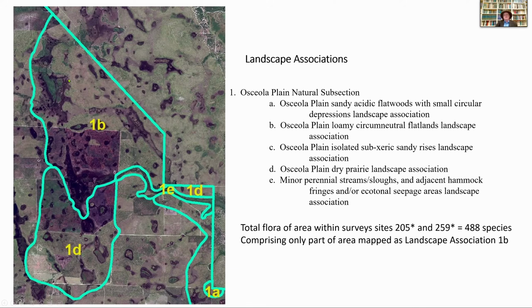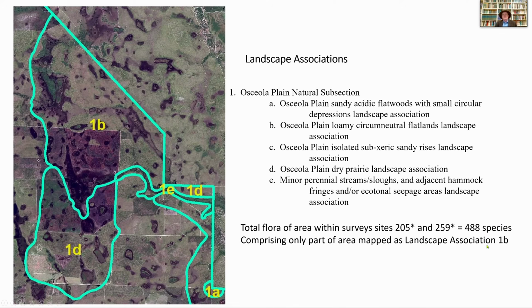But this is relatively similar, which is basically the flora that we have for the Osceola Plain Loamy Circumneutral Flatlands Landscape Association, where we're looking at how the landscape and landscape position and juxtaposition of communities varies within a landscape. And that differs a lot from the typical Osceola Plain, which is acidic flatwoods with depression marshes. This has much more connected sloughs and calcareous areas interspersed. So again, we got up to 488 species with that survey.